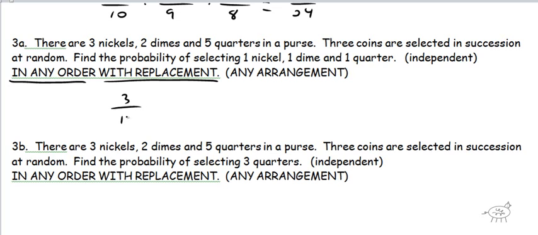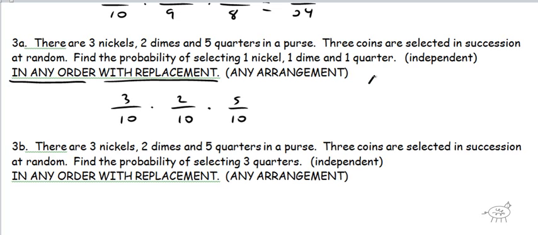So 3/10, and I put it back. Probability of getting a dime is 2/10. I put it back. Probability of getting a quarter, 5/10. Now here's the deal. You're like, well, Mr. Curvis, this is the same thing as number 1. Well, this one is in any order.